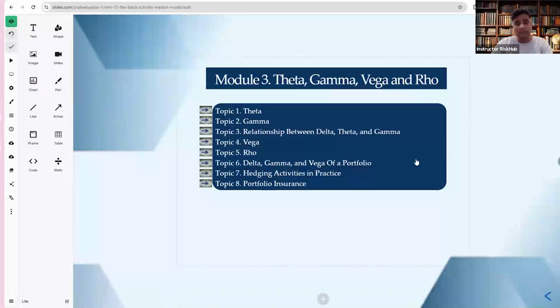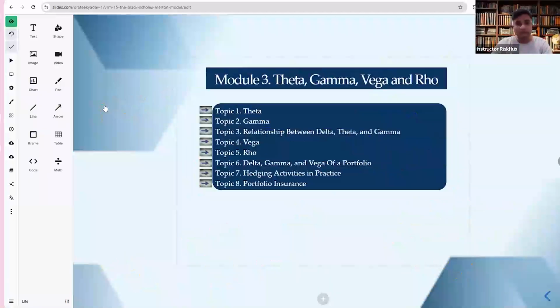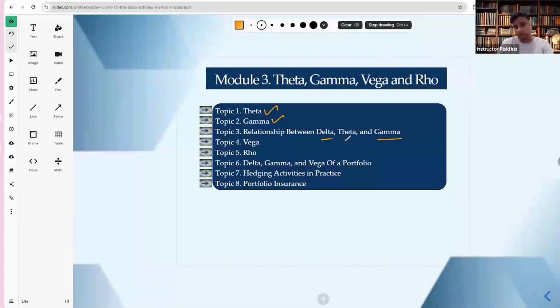Okay. So that completes this part. Now we are getting into the third part of the module, right? So this is a long chapter, right? 1.5 hours is finished, but we are still not done with the chapter. We're left with 10-15 minutes more or more than that. So now we have theta, gamma, relationship between delta, theta, and gamma, Vega, rho, delta, gamma, Vega, hedging, portfolio insurance, right? So a few things we have here.